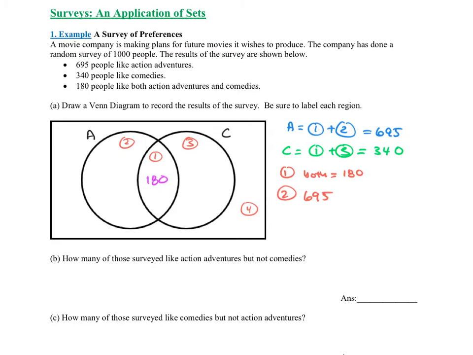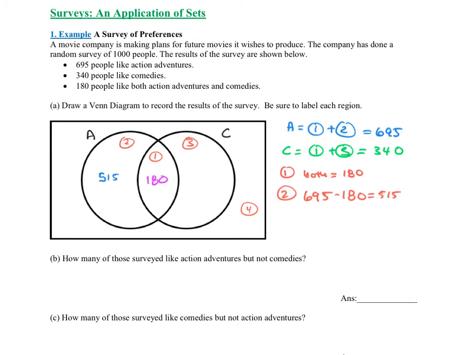I know 695 has to be the total of the two regions 1 and 2. I need to know how many go in just region 2. Well, I take the 695 for both circles and subtract off the 180 that I already figured. So I do 695 minus 180, and when I do that, I'm getting 515. 515 would be the number of people that go in region 2. Okay? So I want to continue.